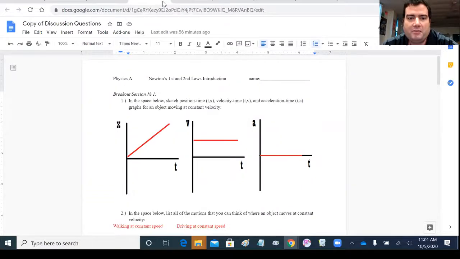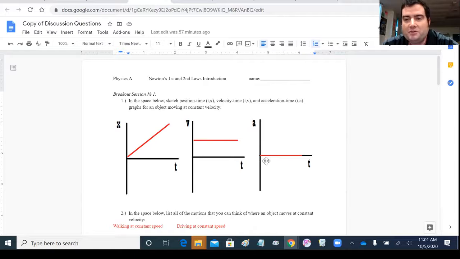And the answers we came up with were that if you have a constant velocity, that means the slope, the velocity on your position time graph is constant. On a velocity time graph, you have one velocity that never changes. And since that velocity is not changing and the slope on this graph is 0, it means you have no acceleration.